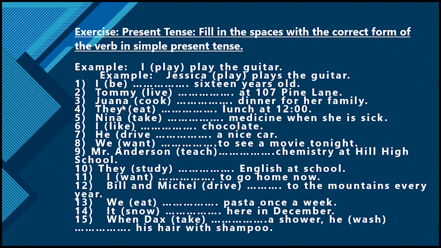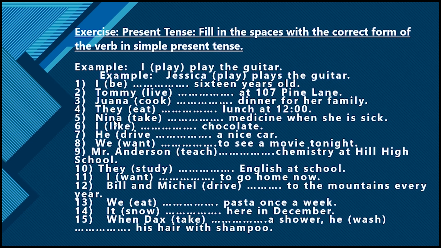Okay, number 3. Joanna. It's again one person. How do we say that? Joanna cook. No. Joanna cooks dinner for her family. Number 4. They eat. Well, do we need s at the end? No. For I, you, we, they, the verb does not need it. They eat lunch at 12 o'clock.